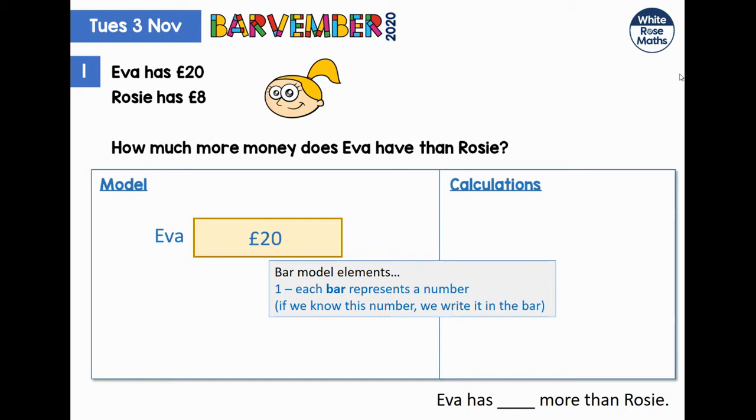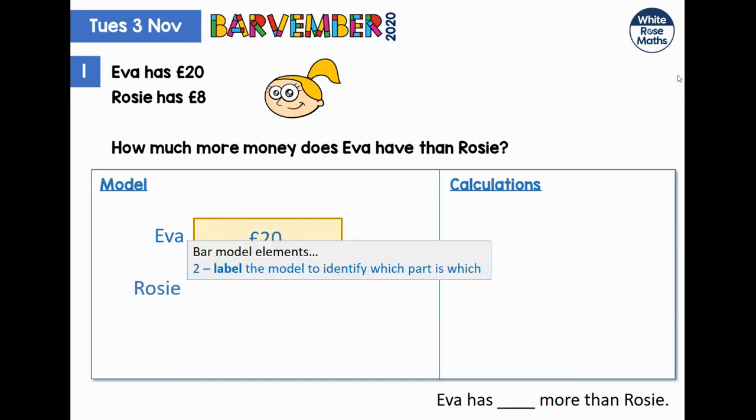Now here's the first element of any bar model, which is that numbers are represented by bars, and if we know what that number is, then we write it in the bar. Our second key element is to make sure that we label our model so it's clear which part it is. So we need to know which part is Eva's and which part is Rosie's in this question.